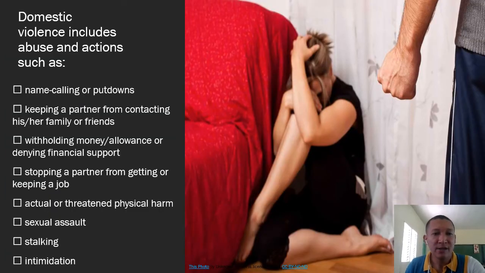Domestic violence includes abuse and actions such as name-calling or put-downs, keeping a partner from contacting his or her family or friends, withholding money, allowance, or denying financial support, stopping a partner from getting or keeping a job, actual or threatened physical harm, sexual assault, stalking, intimidation.